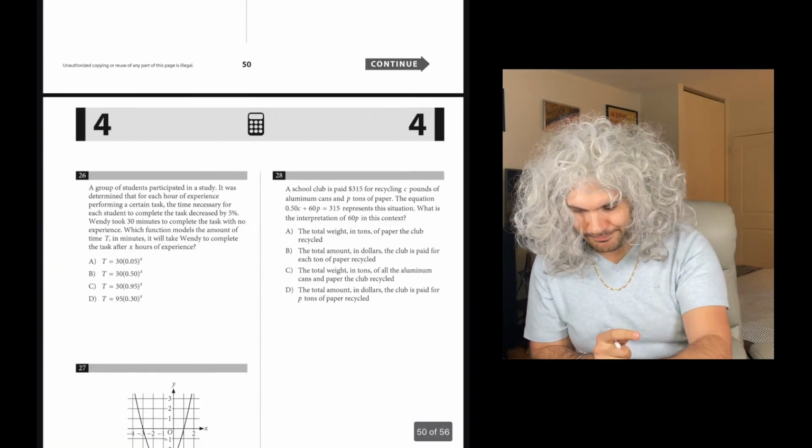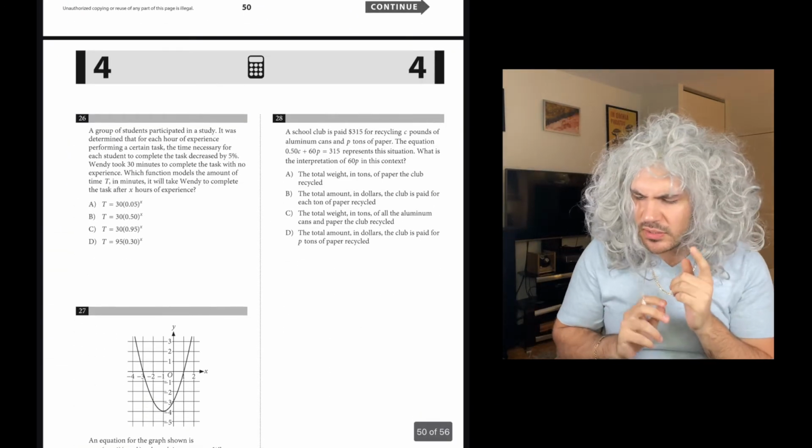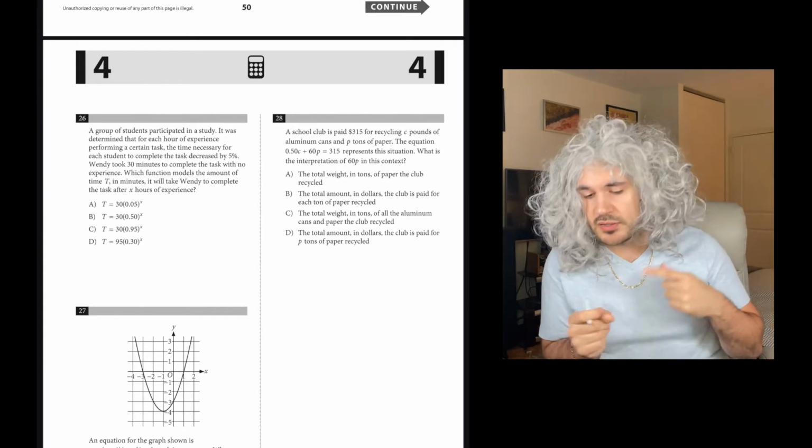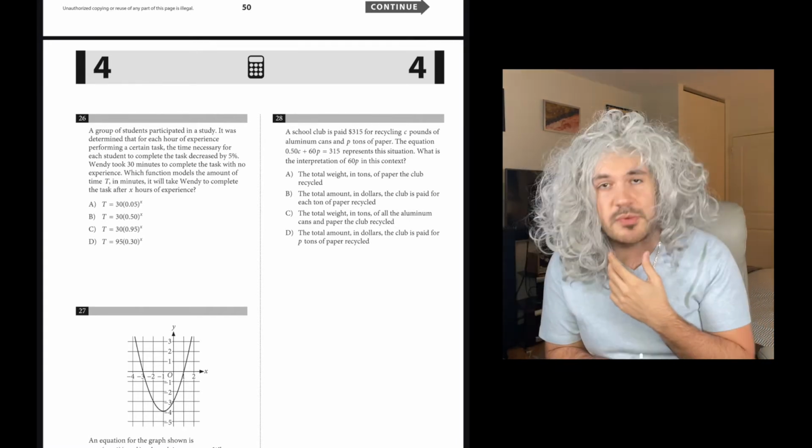26. Singing for no reason, trying to be entertaining. I don't know if it's working. Who cares? Let's go. Group of students. Oh, maybe you guys can be that group of students.